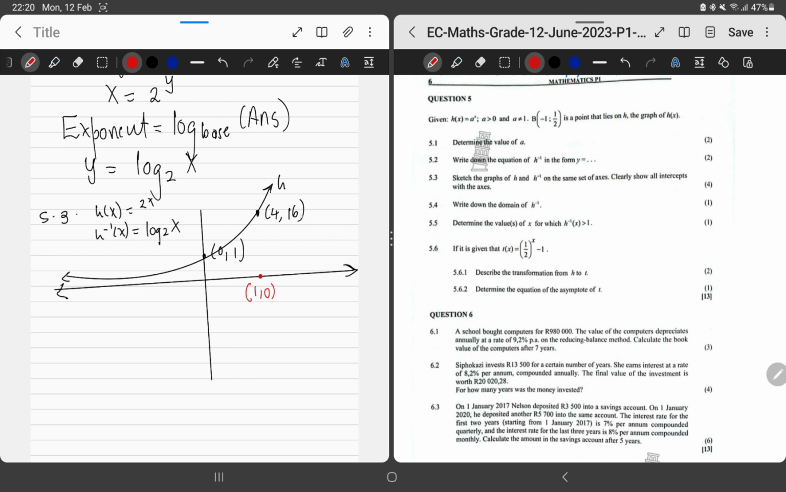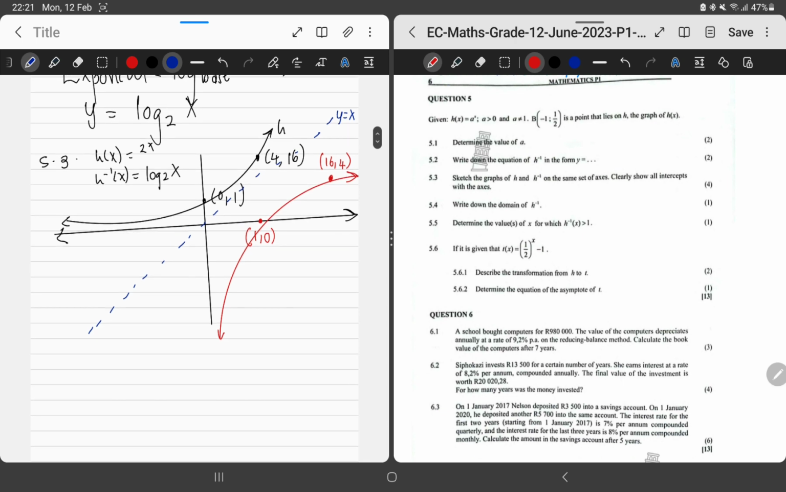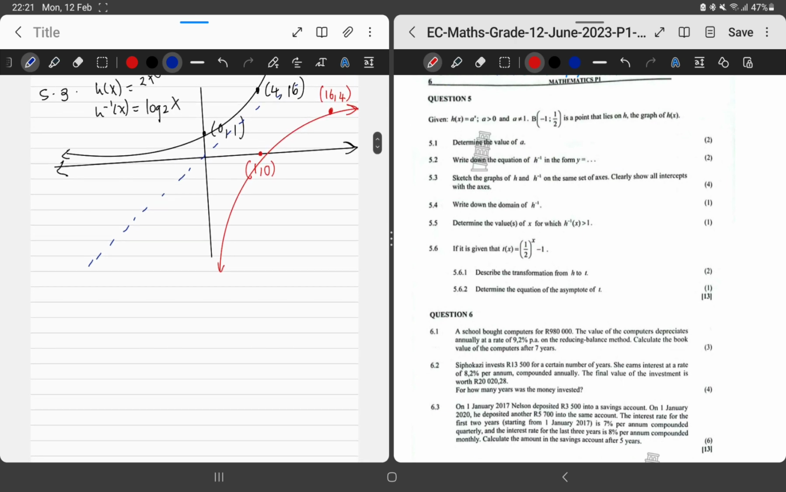The coordinate should be 16 is to 4. You're going to have a 16 somewhere there and a 4. So you're going to have 16 and a 4. And then your graph will look something like that. And then y is equal to x. The reflection along the line y is equal to x.